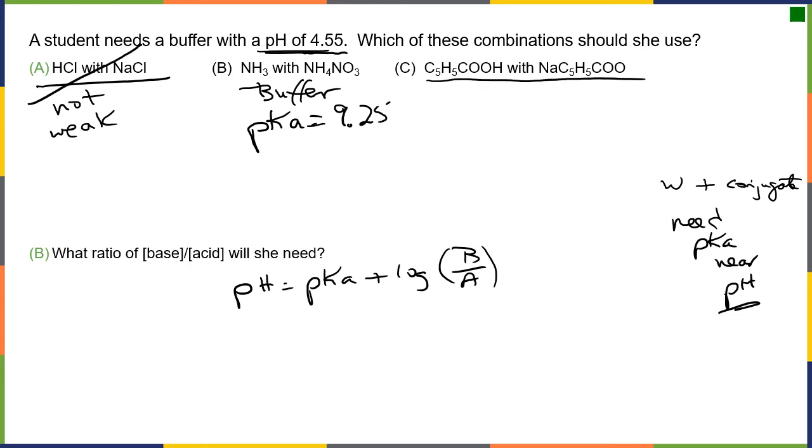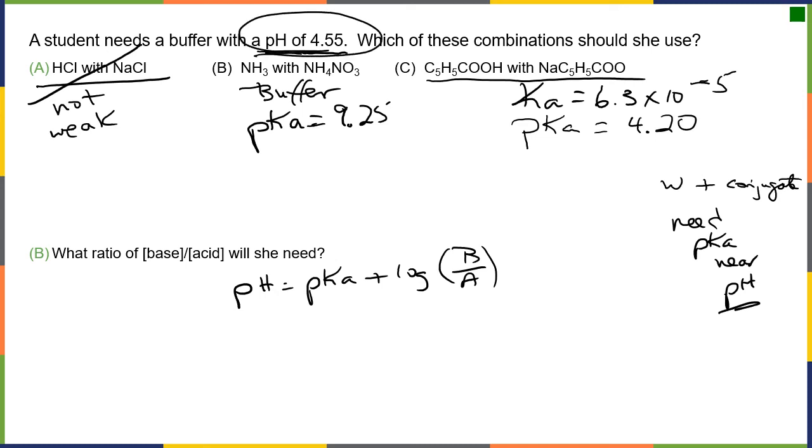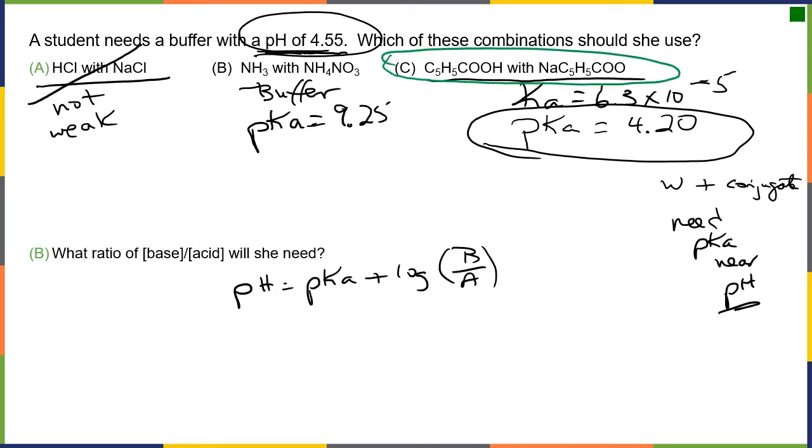Well, this is benzoic acid. If we look up benzoic acid, we are going to get that Ka for benzoic acid is 6.3 times 10 to the minus 5. On a test, you would be given that. Here, you're going to need to look it up. If you get the pKa of this, pKa is equal to 4.20. Now, 4.20 is within 1 pH unit of what we need. Therefore, the buffer system that we need is going to be benzoic acid with sodium benzoate.